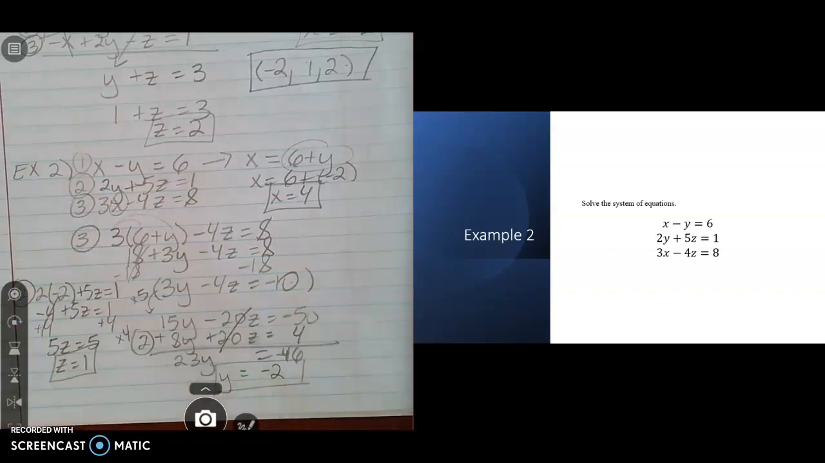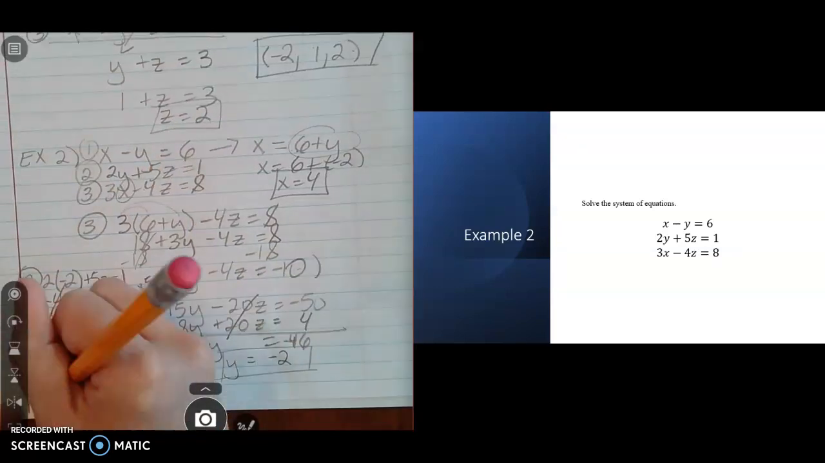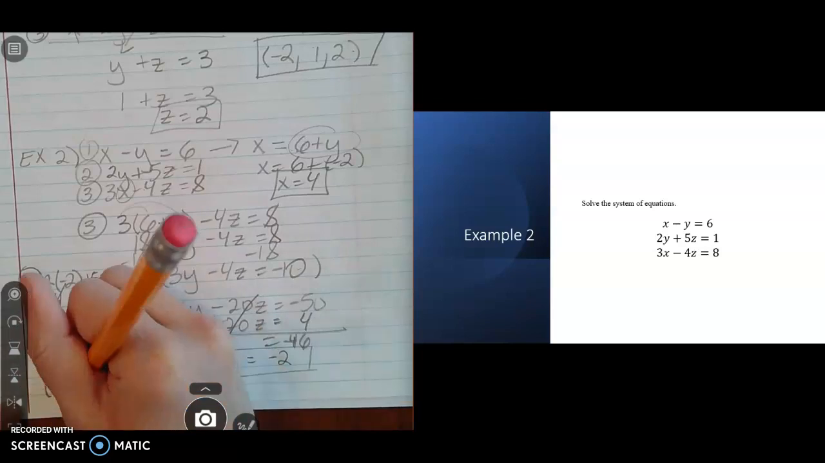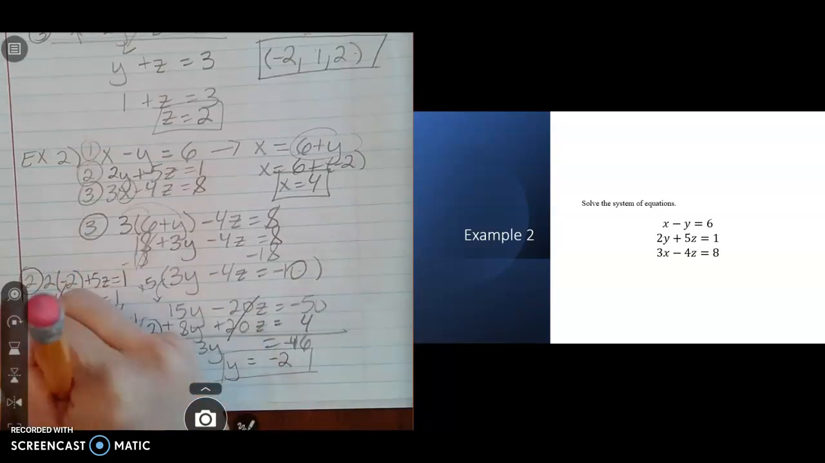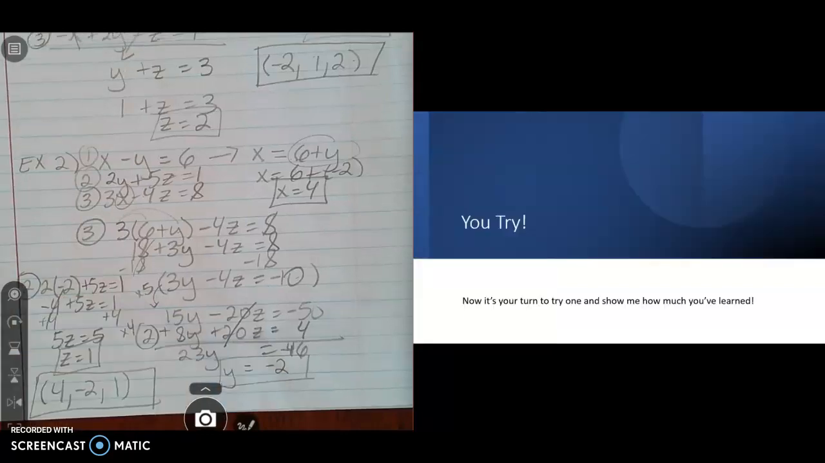So now I've got my complete answer. I've got x is 4, y is negative 2, and z is 1. And there's the solution to that system. Now it's your turn. You guys get to try one and show me how much you've learned.